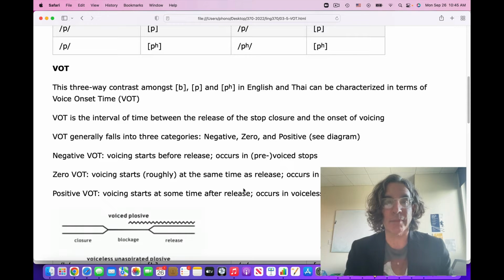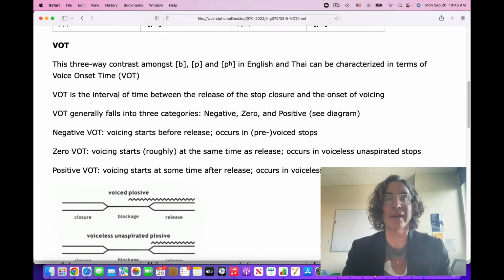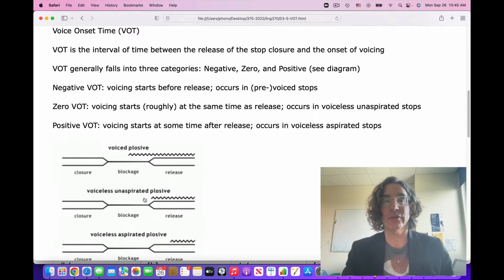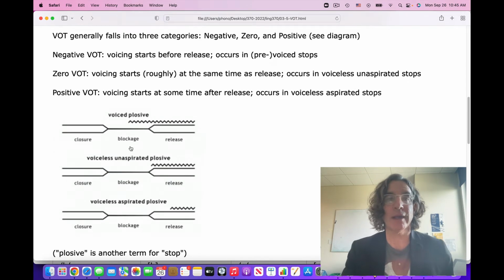Voice onset time is the interval of time between the release of the stop closure and the onset of voicing. And this interval of time can actually be negative because voicing can start before the stop closure, as in a voiced stop. Or it can be positive because voicing starts after the release of the stop, as in an aspirated stop. So we would have negative, zero, and positive. So here are some diagrams that might help you to see this.